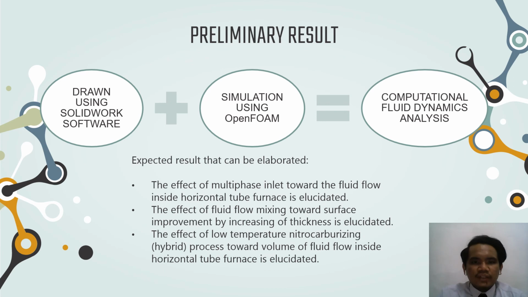Moreover, the expected results that can be elaborated are: the effect of multi-phase inlet toward the fluid flow inside the tube furnace is elucidated. Next, the effect of fluid flow mixing towards surface improvement by increase of thickness is elucidated. Lastly, the effect of the low temperature nitrocarburizing hybrid process toward the volume of fluid flow inside the horizontal tube furnace is elucidated. All of these expected results are simulated using OpenFOAM software.